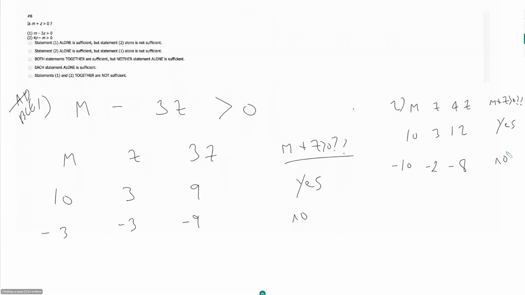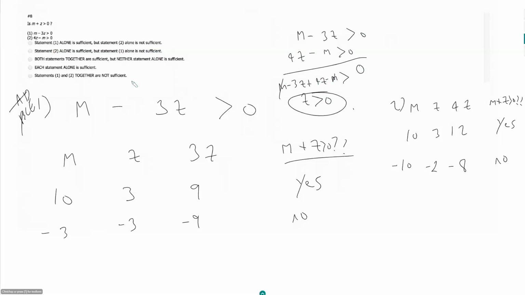And then together, what do we know? So I think together I can just add my inequalities. So b is out. 4z minus m is greater than 0. So I can just add these and I get m minus 3z plus 4z minus m is all greater than 0. So these m's here cancel out and I just get z is greater than 0.